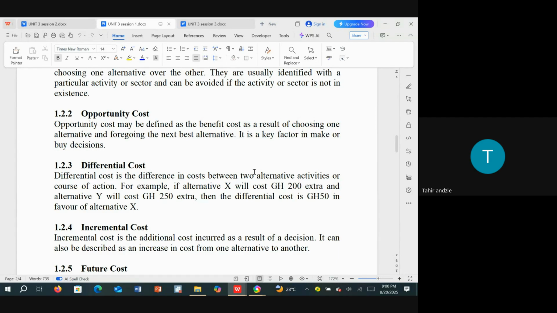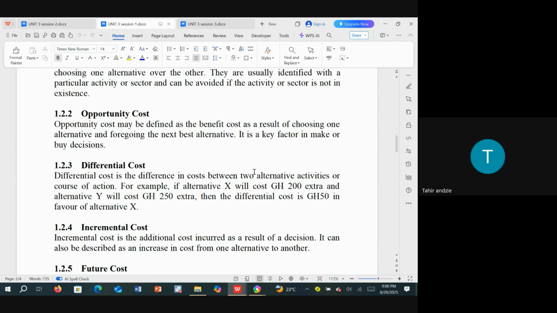So we say differential cost is the cost that differs between two alternative activities or courses of action. For example, if alternative X will cost 200 extra, and alternative Y will cost 250 extra, then the differential cost is 50 cedis in favor of alternative X. So that becomes the differential cost.